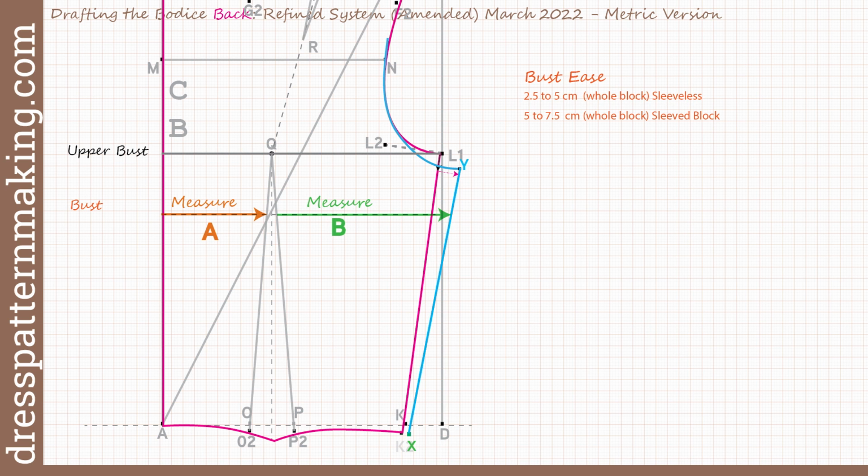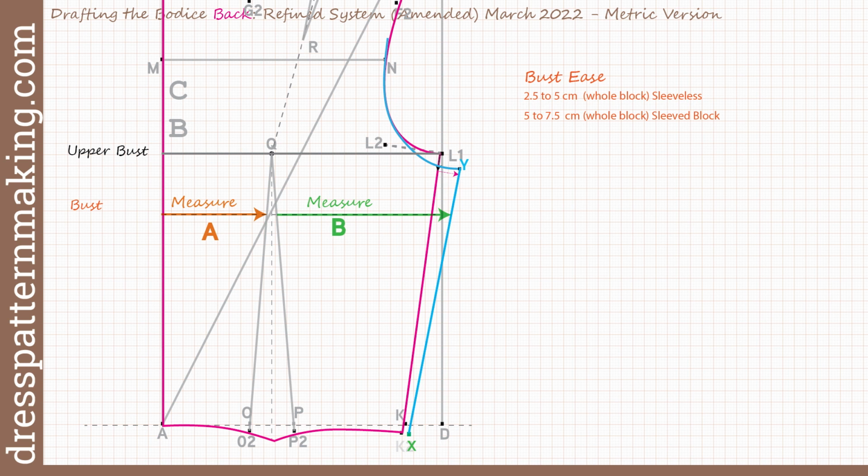You may end up with more or less ease than this, and in the next slide I'll show you how Dee Dee and I end up with very different amounts of ease in the back at the bust. But even if you end up with a standard amount, it may be too much, and even if you end up with a standard amount, it may not be enough.